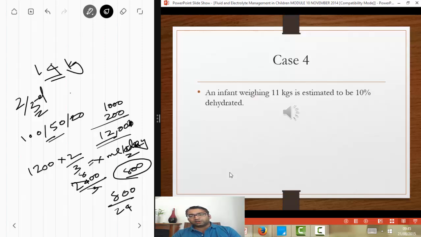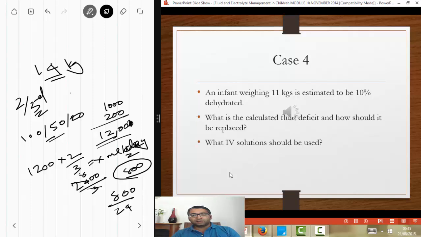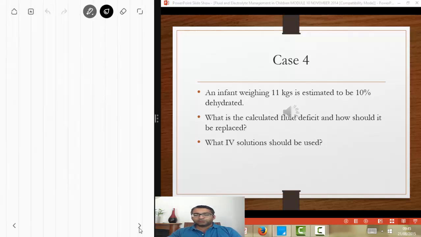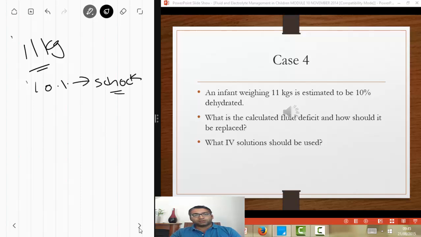An infant weighs 11 kilograms and is estimated to be 10% dehydrated. What's the calculated deficit and how will you replace it? What IV solution should be used? So a couple of things to consider here. The child is 11 kilogram. When you're 10% dehydrated, you're likely to be in shock. The child is young. So you would want to give a fluid bolus first. So how much would you give?